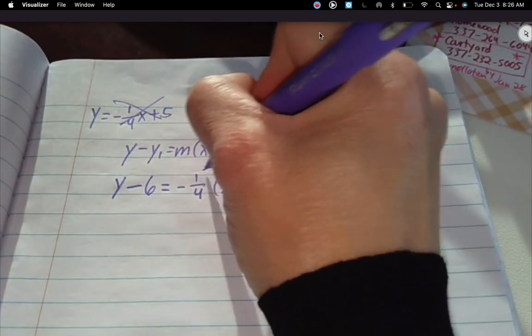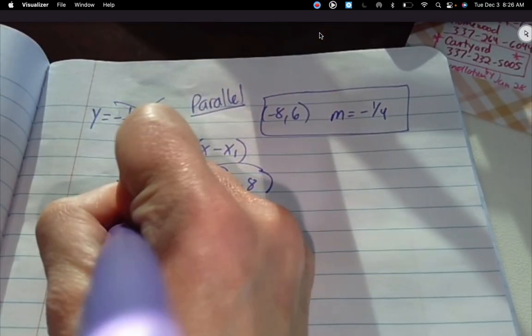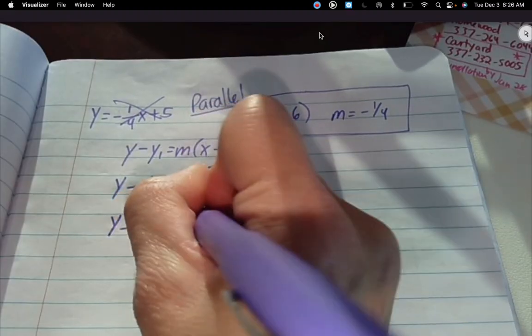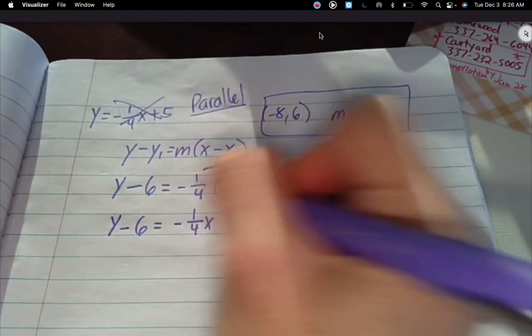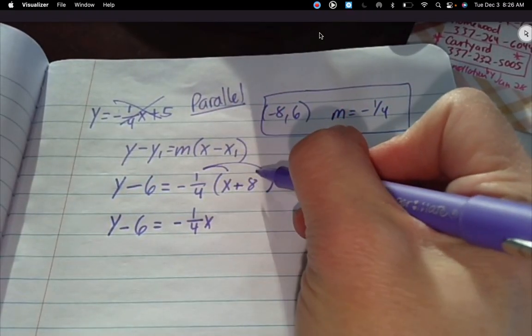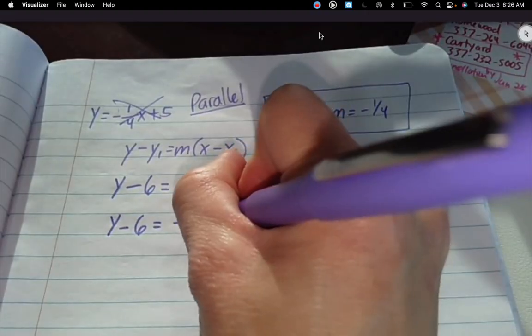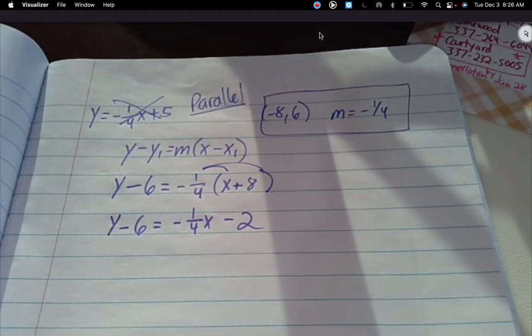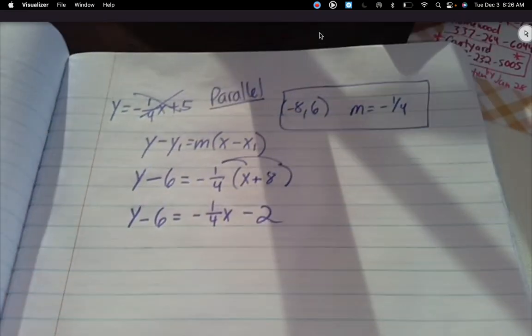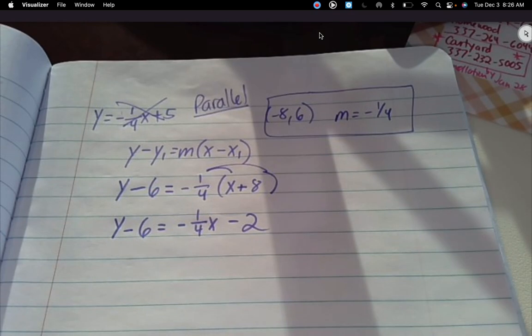So then we distribute, right? Y minus 6 equals -1/4 x. And what is -1/4 times 8? 2. Yep. And it actually is a -2. Some of y'all asked and I was like, oh, it is +2. But I didn't put it in the equation to see it. Okay, then what do I do?